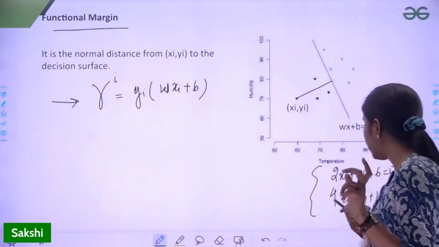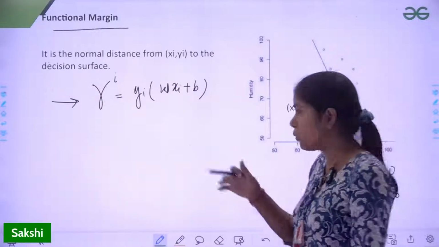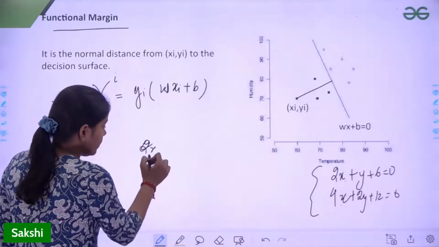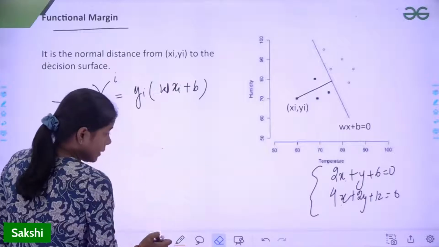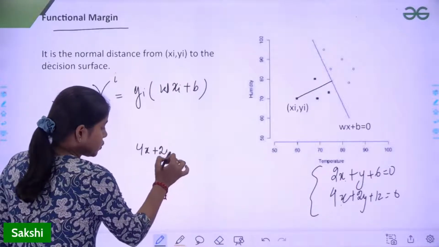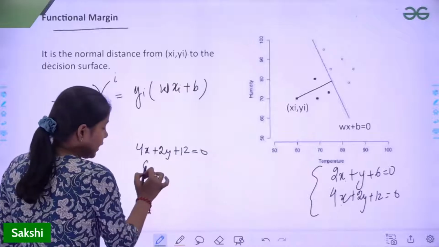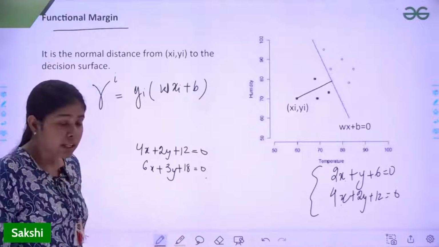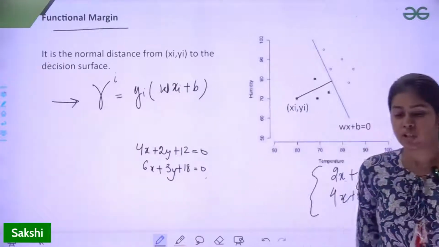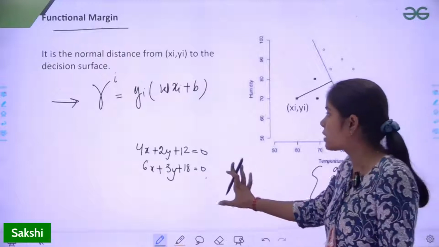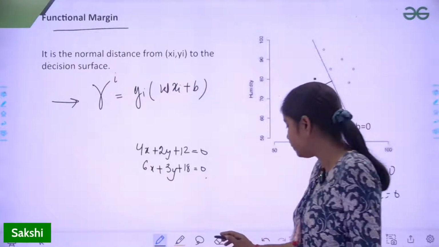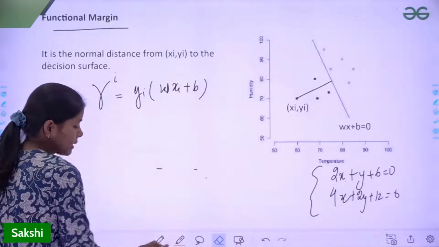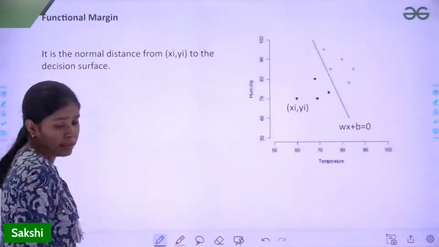If I write 2x plus y plus 6, it would give me one result. If I write 4x plus 2y plus 12 equals 0, it would give me a different result. If I write 6x plus 3y plus 18 equals 0, it would give me yet another result. But all these three equations are the same. If all three equations are the same but they give different results, what would I do here? I'll normalize this formula.